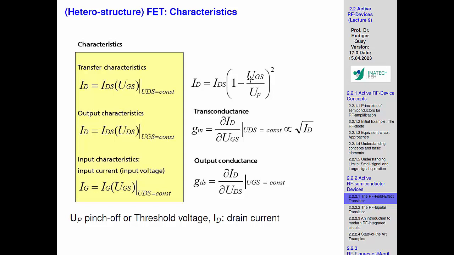And there are now various plots you can make. The transfer characteristic is output current over input voltage. That's simple. And the output characteristic is output current over output voltage. That also makes some sense. And then the trick, when you talk about speed, or what makes our life easy in the modulation, is to have a strong change of the output current to the input voltage. So the stronger the output current reacts to the input voltage, the better.